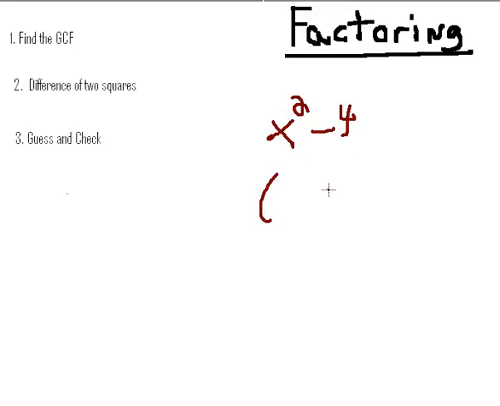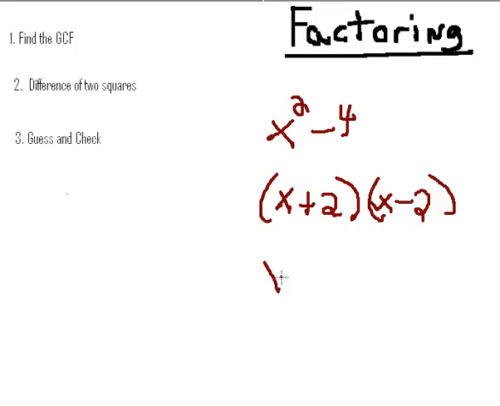Okay? It's going to be two sets of parentheses. This is x. What times what will give you x squared, because you can write this as something squared. And what times what will give you 4? Well, that's 2 and 2. So I can write this as plus 2 and minus 2. Let's test this to see if it works.